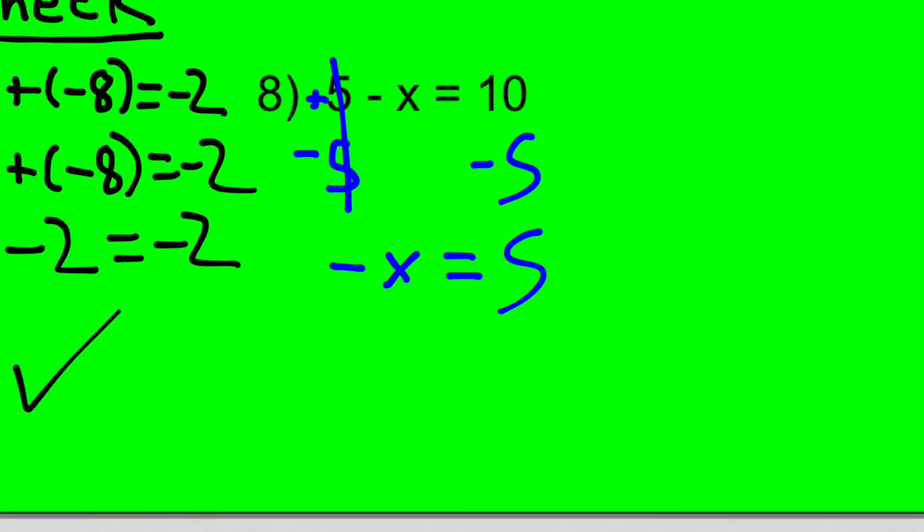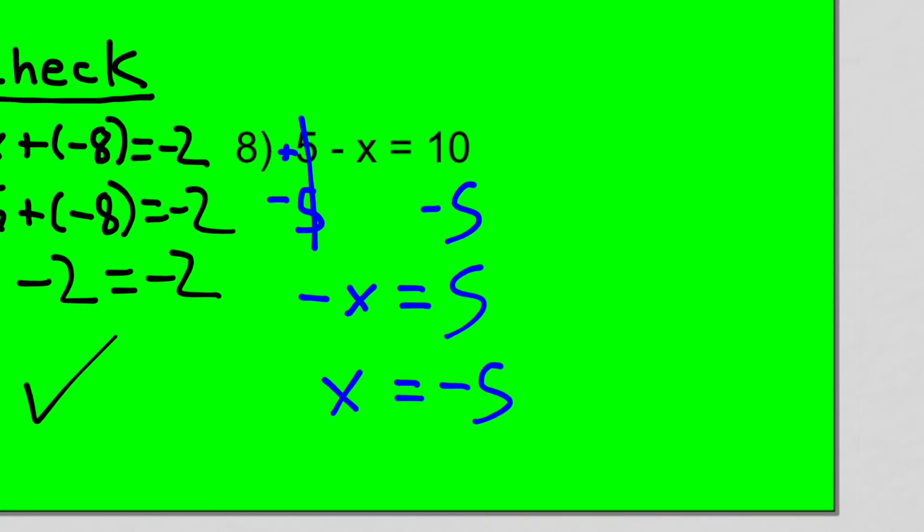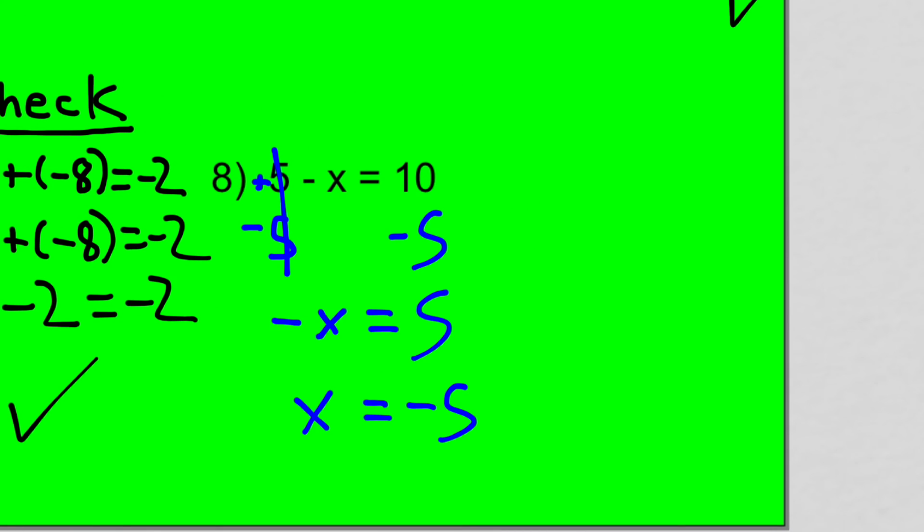Now, I don't want to know the value of minus x. I want to know the value of x. So I know the opposite of minus x would be x. And if I do the opposite on that side of the equal sign, I have to do the opposite over here. So the opposite of positive 5 would be negative 5. So the value of x is negative 5. This is where checks are going to become so important. Let's check this out.